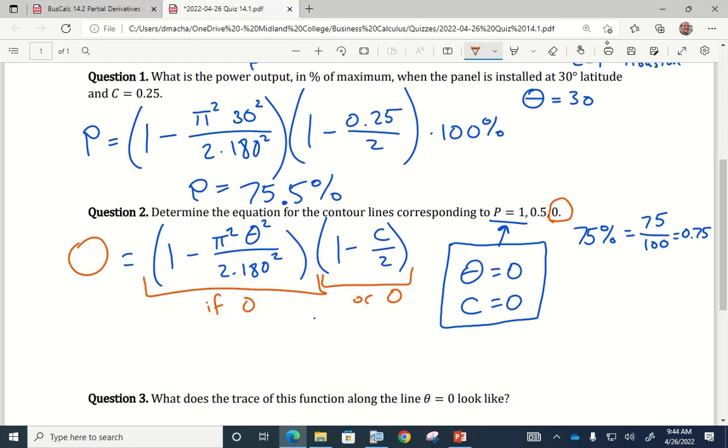And for this first part to be 0, that's true if theta squared happens to be 2 times 180 squared over pi squared. Right? Because if theta were 2 times 180 squared over pi squared, then all of that stuff would cancel and I would have 1 minus 1, and 1 minus 1 is 0. But this over here would be 0 if c were equal to 2.